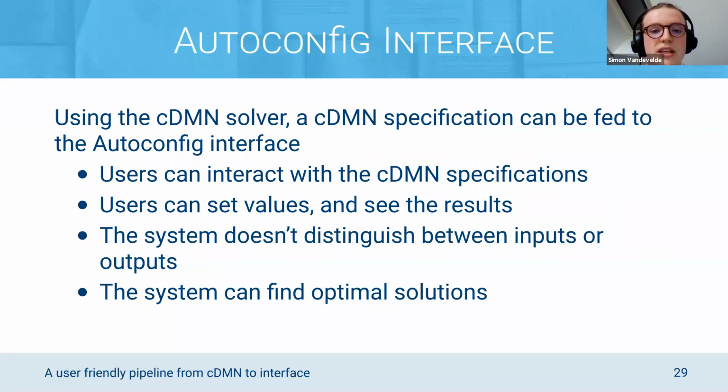So I will be showing the auto-config user interface, an interface also developed by a KU Leuven research group, in which users can interact with the cDMN specifications. Users are able to set values and they can instantly see the results. So in this way, it's interactive. I will show this off later. The system doesn't distinguish between inputs or outputs, and the system is capable of finding optimal solutions.